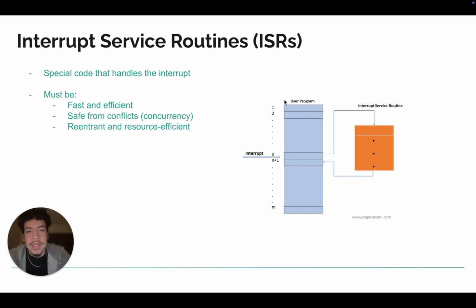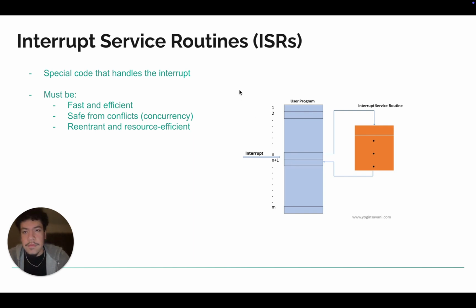The structure of an ISR is pretty straightforward. It identifies the interrupt source, and then handles the requested action, and then clears the interrupt signal, and then restores the CPU state. You can actually see the diagram here, basically just demonstrating what I just explained. So it identifies the interrupt source, handles the requested action, clears the interrupt signal, and then restores the CPU state, and then goes back to the user program.